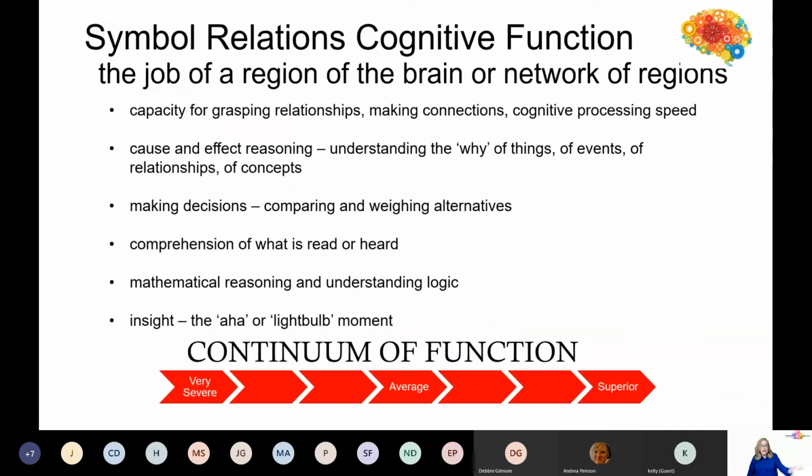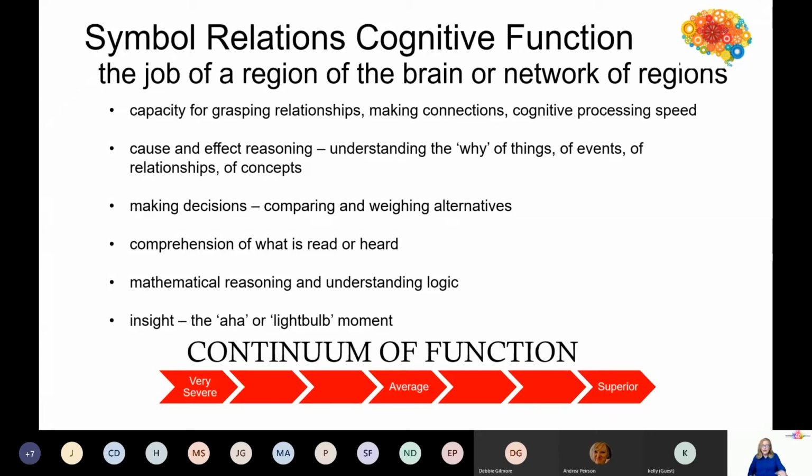So if we think about what is symbol relations, this is the capacity to be able to grasp concepts and ideas. It's called an association area in the brain, which really means it's the part of the brain that is connected to all other aspects of the brain. So it's a really, really important cognitive function where it receives stimulation and information from the outside world, but also internally from the different parts of one's brain to process that input necessary for understanding the world.